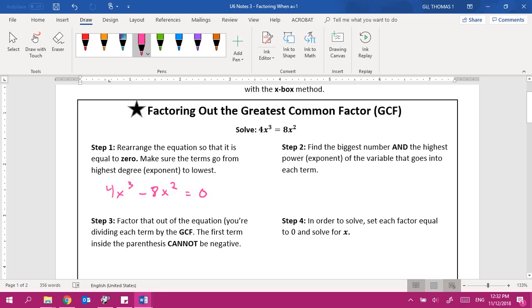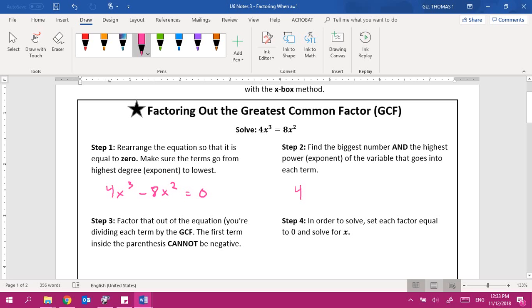Step 2 is you're going to find the greatest common factor. Okay, to find that, you're going to find the biggest number that goes into all of your terms. And you're also going to find the highest exponent you could take out of all of your terms. So what is the biggest number you can take out of all of those terms? What's the biggest number that goes into them? Just 2? 4. Because 8 doesn't go into 4, does it? No. But 4 goes into 4 and 4 goes into 8 though, right? So 4.